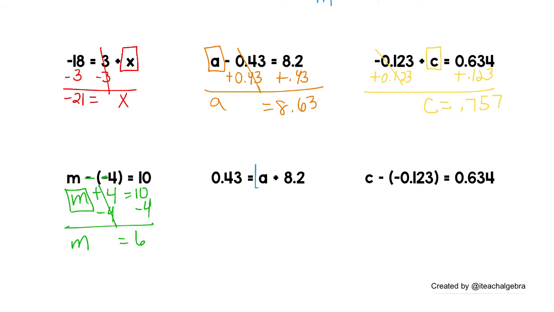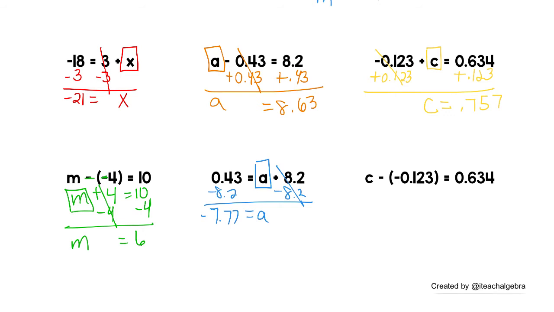Here we're going to have A stay. So we'll subtract, oh, that's the strangest 2 ever. I gotta do this in my head. Gotta get my calculator, folks. 0.43 minus 8.2 is minus 7.77 equals A, and that's the answer.